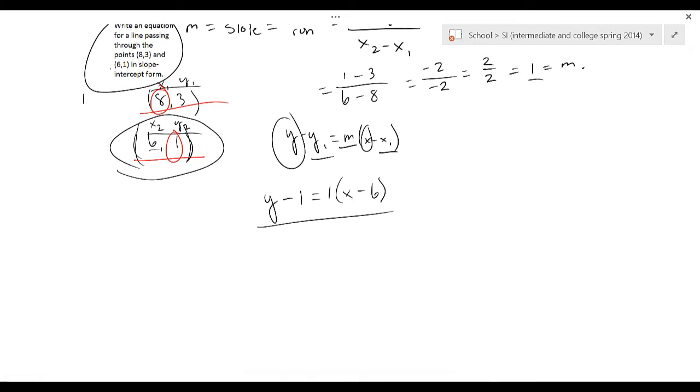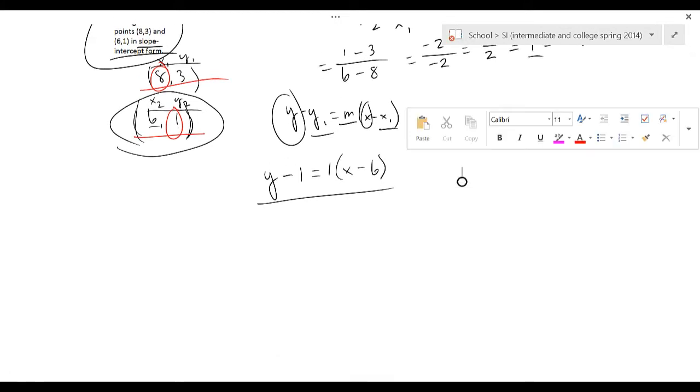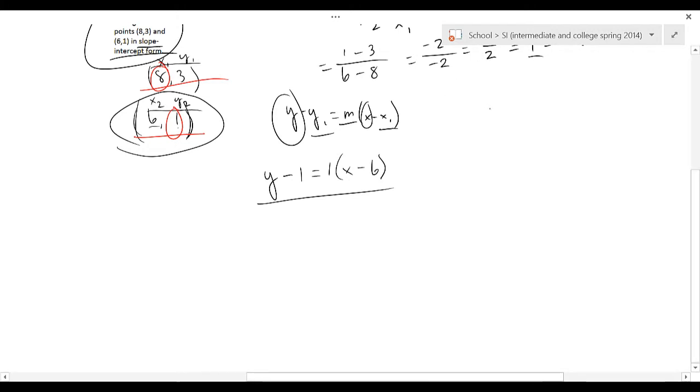But now they want us to have it in slope-intercept form. So we're not quite there yet. Let's go ahead and look at slope-intercept form again. That is y equals mx plus b. So when we're done, we want it to look like this. We want y to be alone.